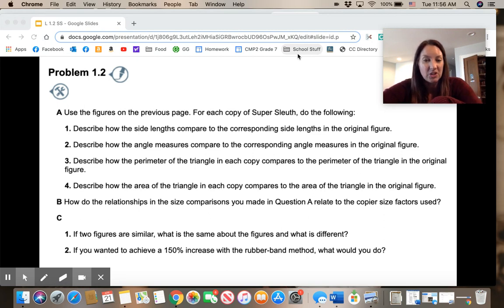C2, if you wanted to achieve a 150 increase with the rubber band method, what would you do? So I told you at the beginning of the video that the rubber band method should have given us double the size. So what copier factor would that be? If you're doubling something, what percentage increase are you doing? And how would you maybe make that into 150? So I'll give you a little hint. If you're doubling something, the copier size factor would be 200%. So how could you change that rubber band method in order to make it a 150 increase?